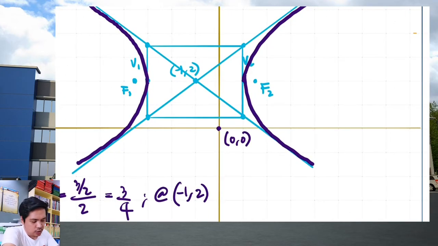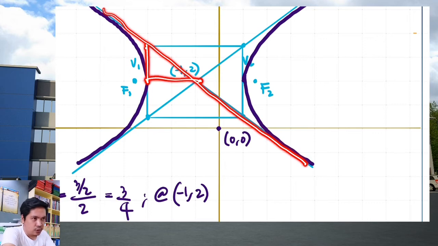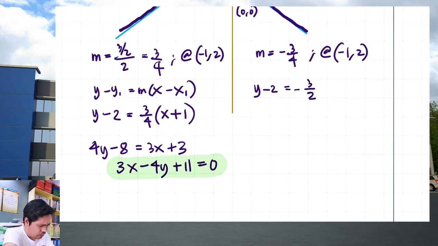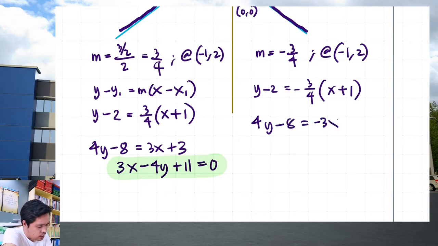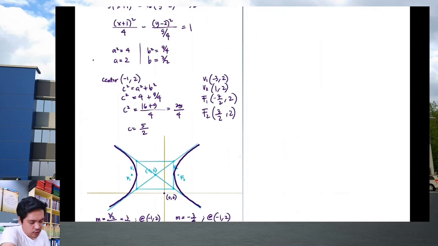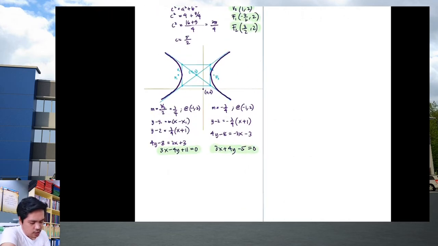For the second asymptote, it will still pass at -1, 2, pero yung slope niya is downward na yung rise, so that's -3 halves over run na 2 pa rin. That means the slope of the other asymptote is just -3/4. And it still passes through -1, 2. So therefore, using the same equation, we'll have y minus 2 equal to -3/4, x minus -1. So this becomes 4y minus 8 equal to -3x minus 3. So simplifying, we'll have 3x plus 4y minus 5 equal to 0. So this is our other asymptote. So here are our answers. We have the center, the vertices, the foci, and the asymptotes.